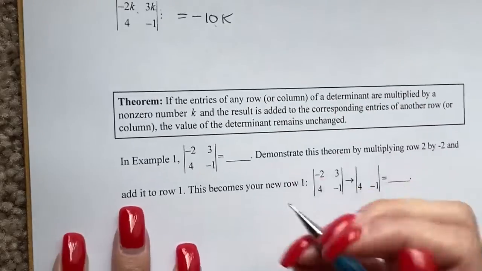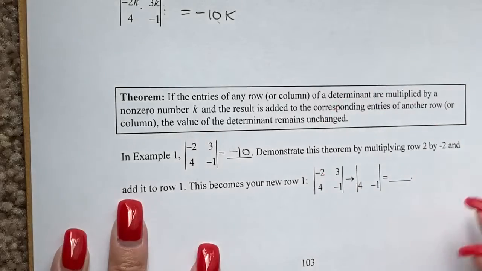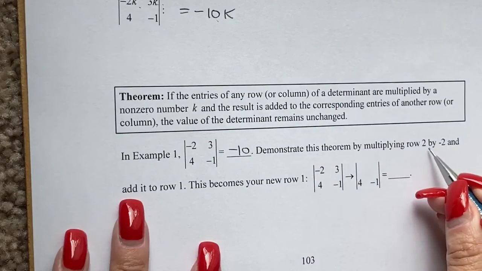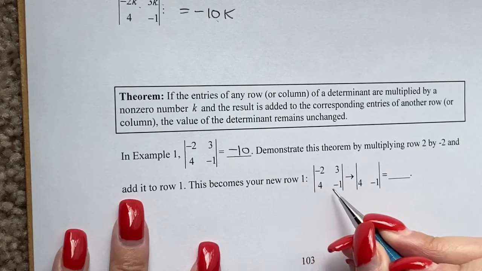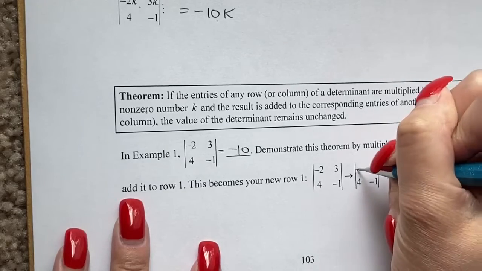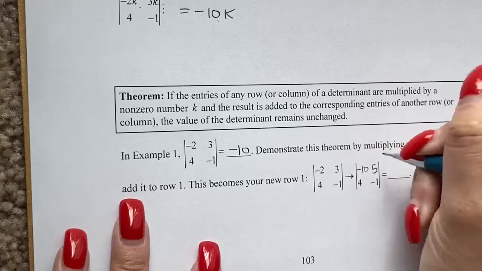So for the next one, we have this example, which is the same, that you're like, oh, boring, I know that it's -10. We need to demonstrate this theorem by multiplying row 2 by -2 and adding it to row 1. This becomes your new row 1, okay? So we have this equation, then you have that this is -10, and this is going to be +5, okay?